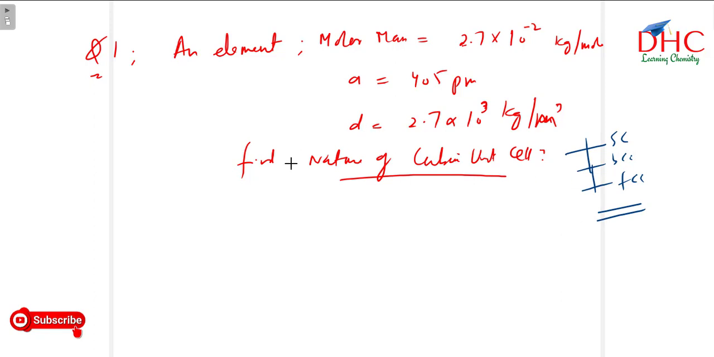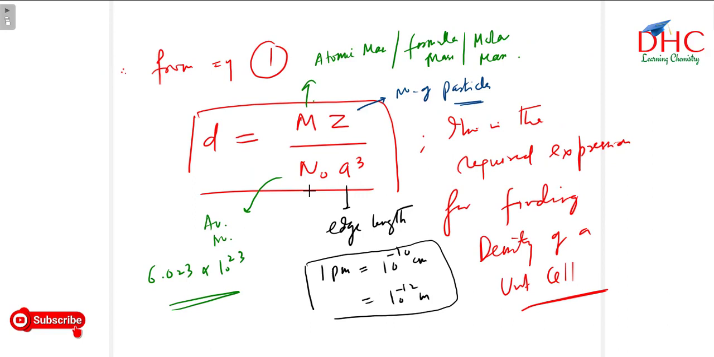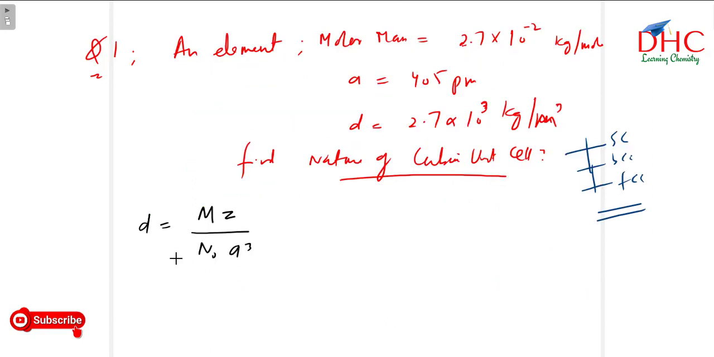So how will you find it? You know the expression for density is: density equals mz divided by n naught into a cube, which I just told you here. m is the atomic mass or molar mass that is given, a is given, that's 405, density is given. So you can calculate z. Z is the number of atoms.